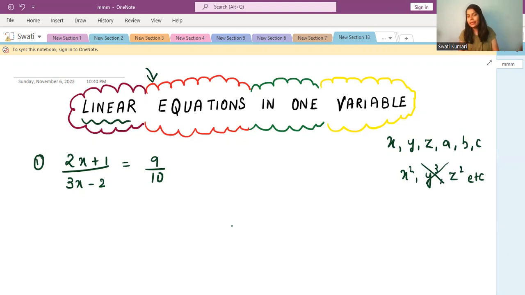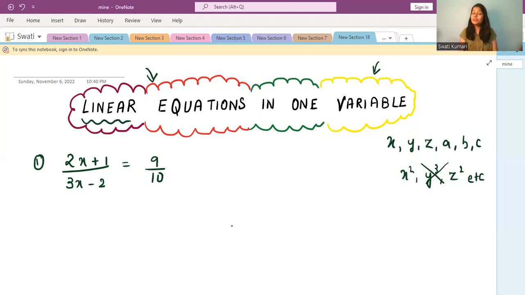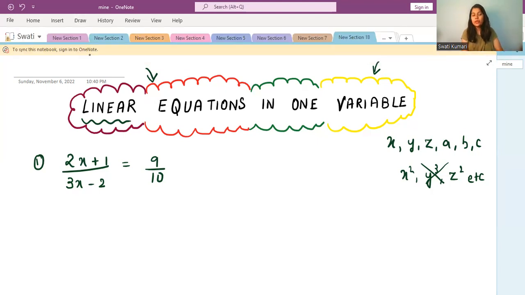Equation: you know that anything which has an equal to sign is called an equation, which has an LHS and an RHS. LHS means left hand side and RHS means right hand side. In one variable: you know that a variable is something which keeps on changing, something which is not fixed. All right, I hope you have understood the meaning of the topic now. Now let us start with our first question. The first question is (2x plus 1) upon (3x minus 2) equals 9 upon 10. Here we have to find the value of x.